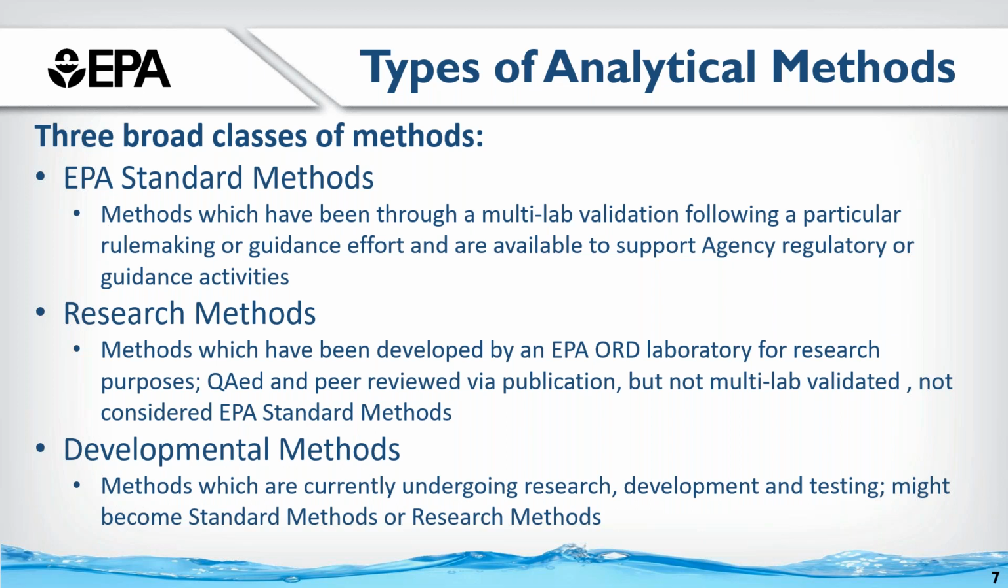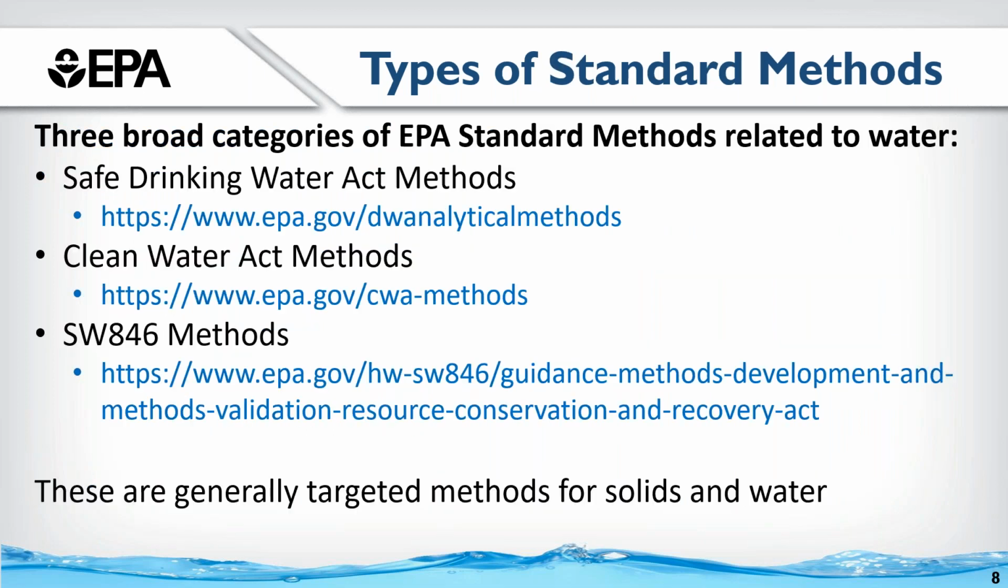And then we have what we refer to as research methods. So these are methods that have been developed in an ORD laboratory or an OW laboratory. They may have gone through QA and peer review, but they have not been multi-lab validated, and they are not considered EPA standard methods. And then lastly, we're constantly working on developing methods and optimizing methods, and those are really kind of the first step when we're first embarking on a mission to develop new methods.